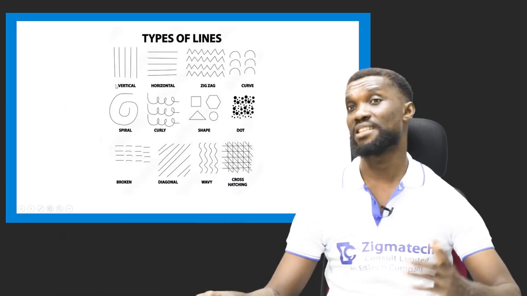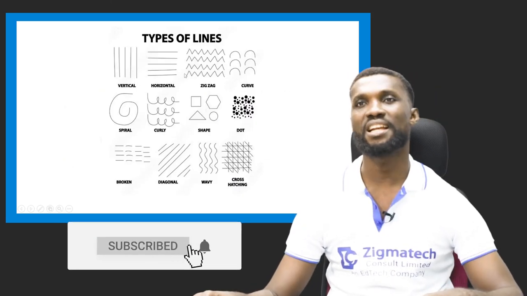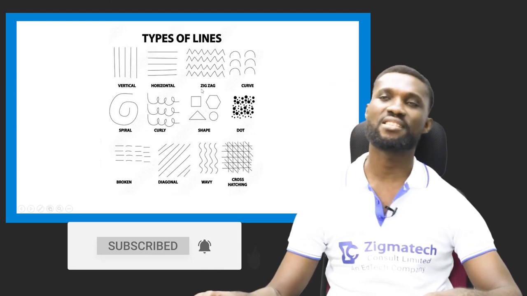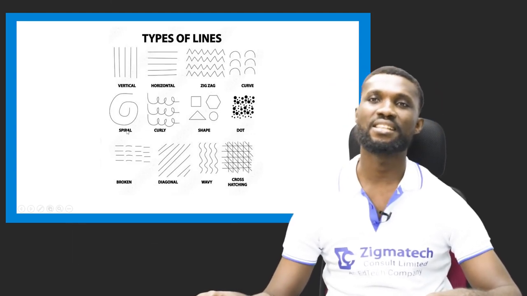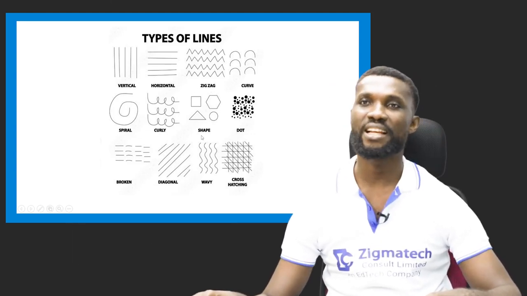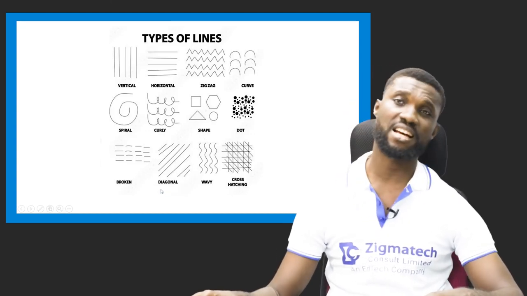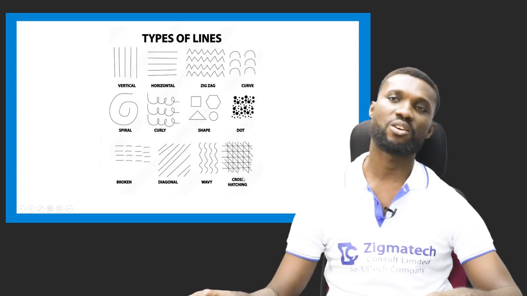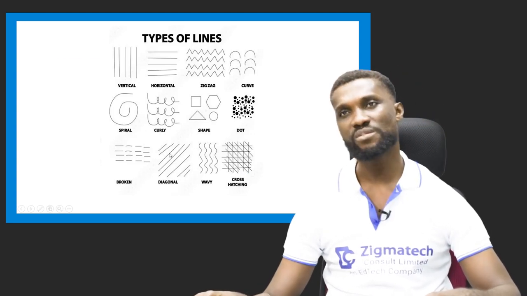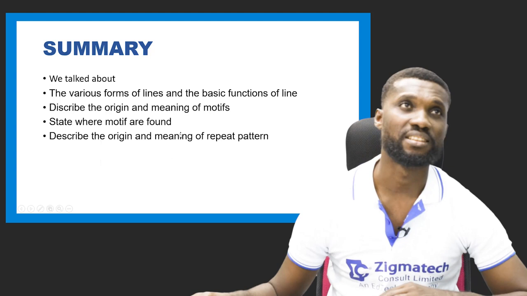So, types of lines, like we explained before: the vertical line, the horizontal line, the zigzag line, the curvy line, the spiral line, the coily line, the shapes, the dots, the broken line, the diagonal line, the wavy line, and then the cross hatching. So all these are the types of lines.